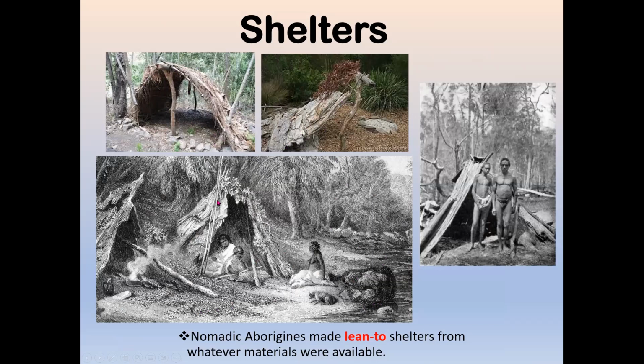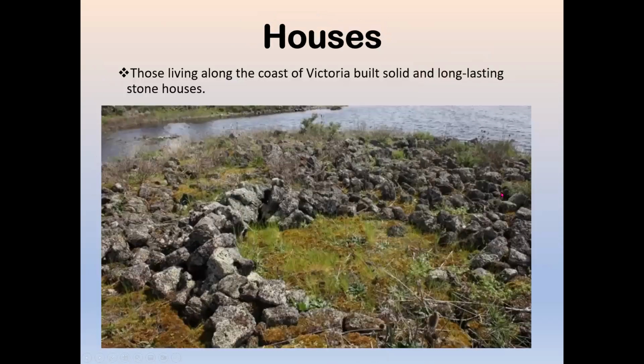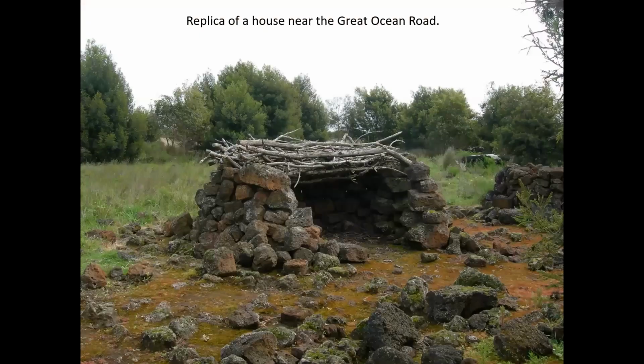This one I showed before, it's just a lean-to, and I'm sure you've heard of a lean-to before. Now, they also made stone houses in Victoria, and this is a photo of what's left of them, and they've resurrected some of them. Here's a replica, and this is what they would have looked like with the stones fitting on them. And there's another one here next to it.